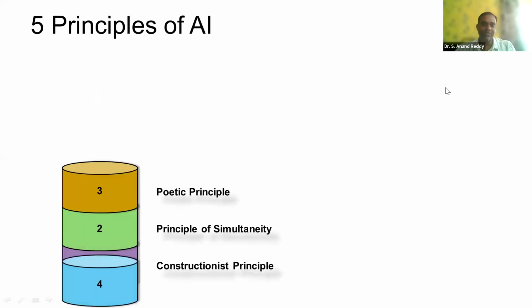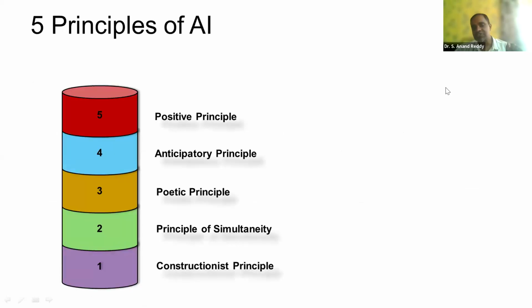So these are the 5 principles that we looked at in short. The first one is the constructionist principle, where we throw random questions. Then the principle of simultaneity, where we develop relations. Then telling it in the form of a story. Then we need to anticipate the future changes that are happening, then implement the change.